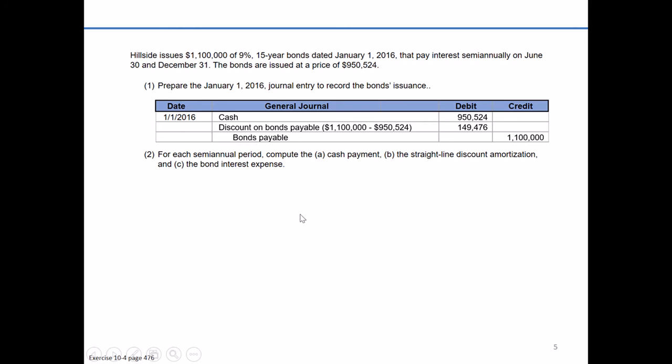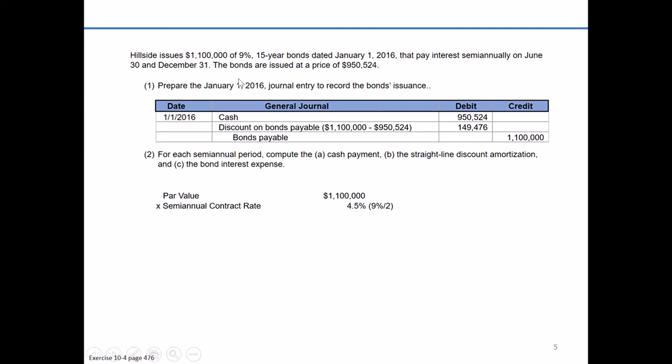Next, second part, we're asked for each semi-annual period, calculate the cash payment, the straight-line discount amortization, and the bond interest expense. Keep in mind, we can't just leave this discount on bonds payable there permanently. We're going to have to figure out how to lower that over time. I'm going to start step by step with these different items. Let's first figure out what's the cash payment related to interest that they're going to make each semi-annual period. We'll take the par value of $1.1 million, multiply the semi-annual contract rate of 4.5%.